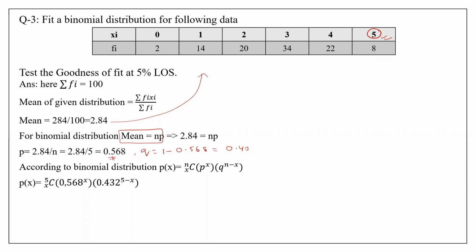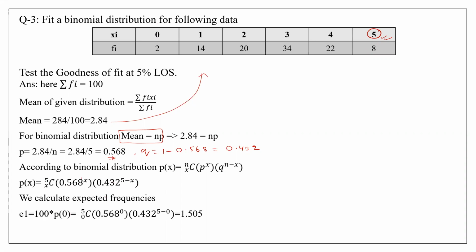So 5Cx, p power of x, and then q value is 1 minus 0.568, which is 0.432. You can see here, power 5 minus x. So to calculate your expected frequency, you have to multiply this whole probability with 100, the sum of frequencies, right? So now, to calculate for each of the x values they have given here, we will substitute those x values in the binomial distribution formula, and we will calculate the expected frequency.